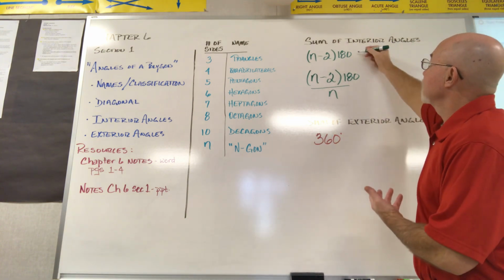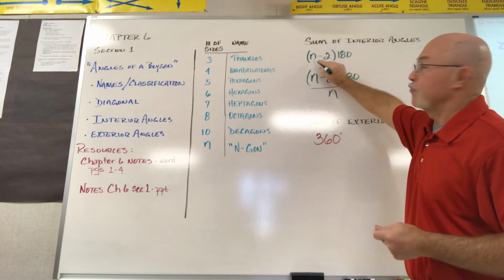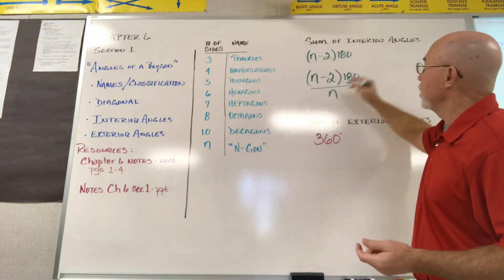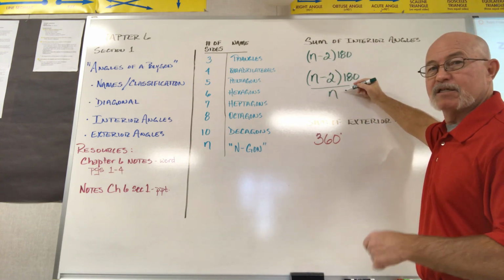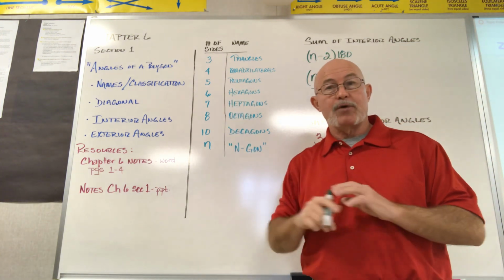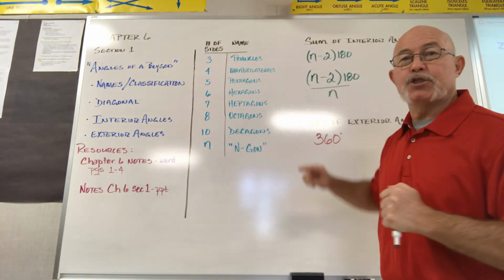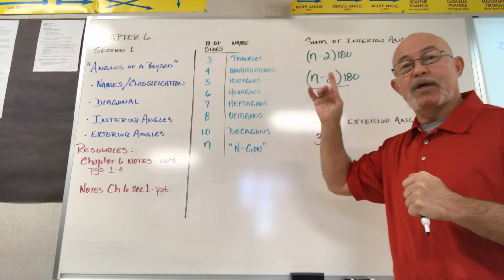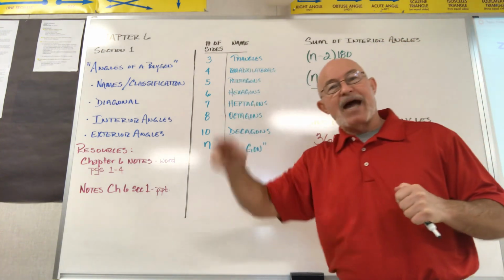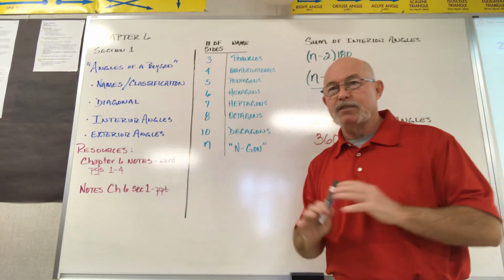So if you have the sum, let's go back to our equilateral triangle. 3 sides, 3 minus 2 is 1, 1 times 180 is 180. So 180 divided by 3 gives you the 60-degree angles all the way around. Let's think square. 4 minus 2 is 2, 2 times 180 is 360. 360 divided by 4, 90-degree angles. It works like that for all regular polygons.